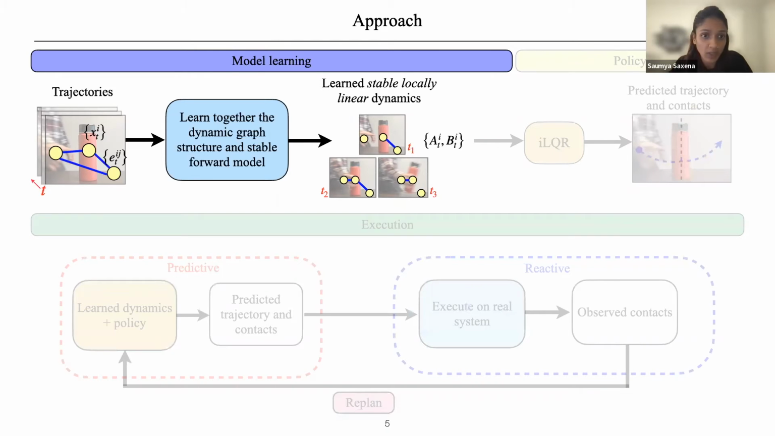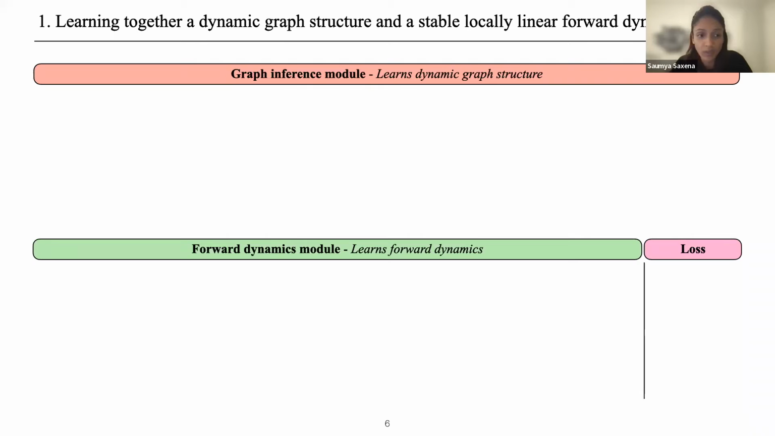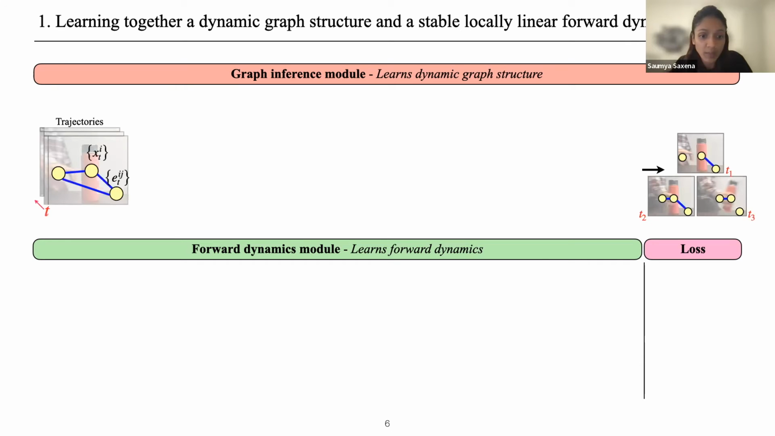Let's first talk about model learning. Our method has two main parts, the graph inference module and the forward dynamics module that are trained together. The graph inference module learns the dynamic graph structure. That is, it takes as input trajectories of fully connected graphs and outputs time-varying sparse graphs by adding and removing edges from the graphs as contact is made and broken.